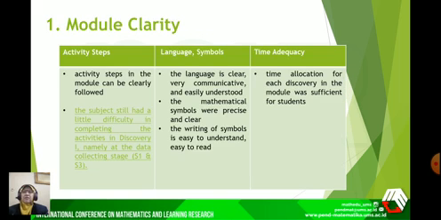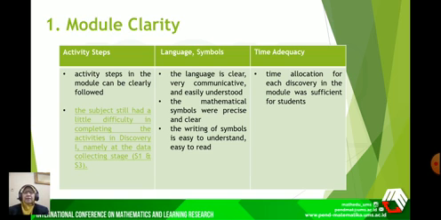The interview in the one-to-one evaluation was conducted to obtain student responses regarding clarity, appeal, and obvious errors in the module. The following is the description of the module evaluation result by students at the one-to-one evaluation stage. The first is module clarity. The clarity of the module in the study is seen from the clarity of the activity steps in the module, language, mathematical symbols, and the time allocation given in the module. And this is the interview result with the 3 subjects.